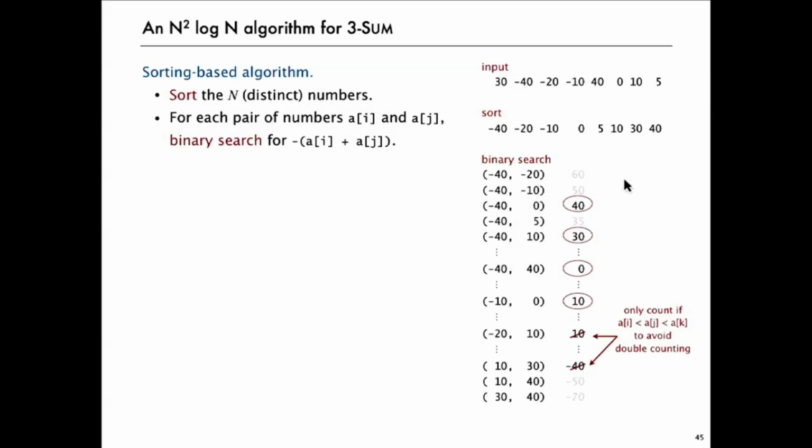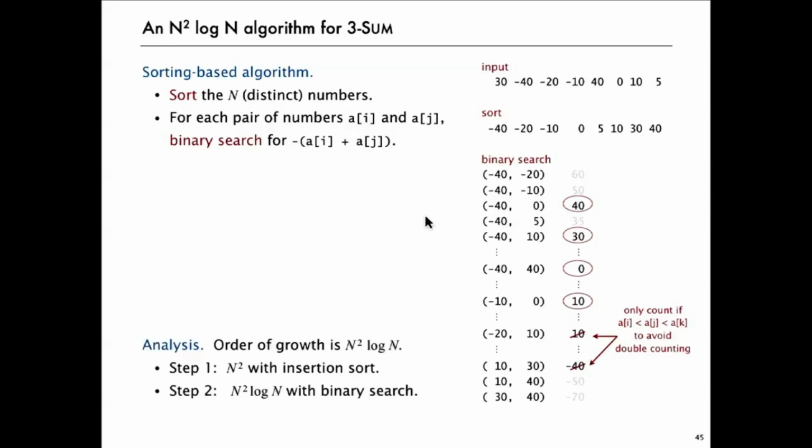So we sort our numbers and then go through for each pair, do a binary search to see if it's there. So minus 40, 0, minus that is 40. We do a binary search, that's in there. So we have one solution to the 3-sum problem. And do that for all pairs of numbers.